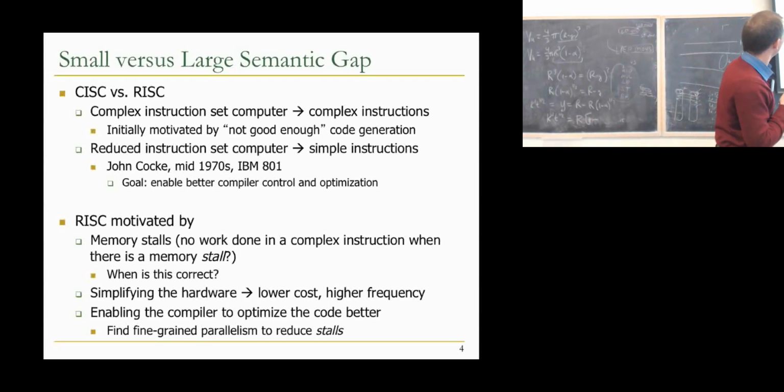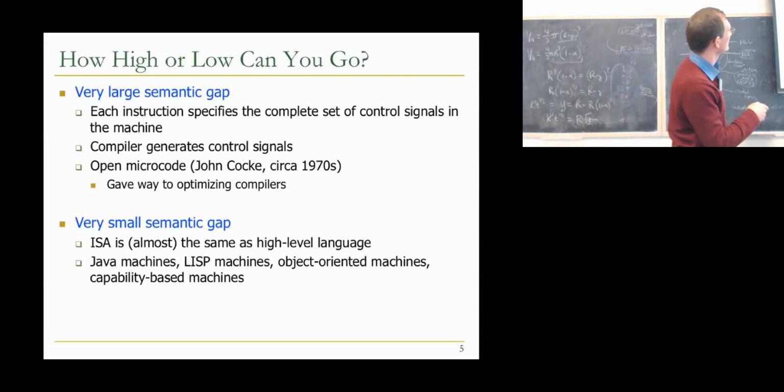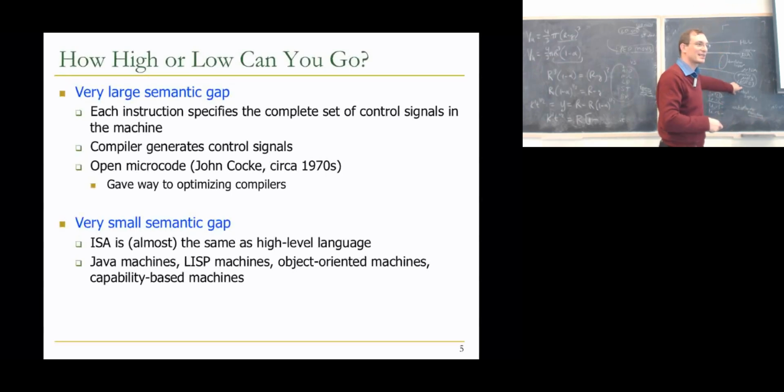Okay. So how high or how low can you go? We've discussed a very large semantic gap, which is the compiler generating control signals. I've talked about all of these, so I don't want to go over this again. This makes the compiler a lot harder to design, obviously, because now the compiler needs to generate the complete set of control signals for every single operation, every single instruction. It needs to know the machine really well.